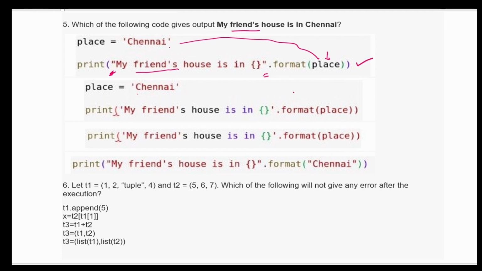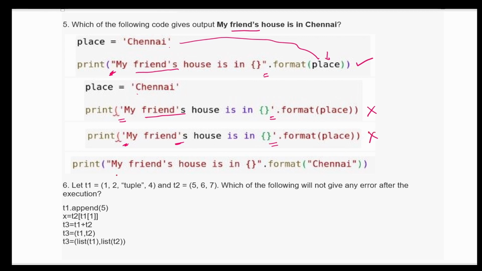So this is correct. Then in the next option, place is equal to Chennai. Now here, friend's is there, but it is enclosed by two single quotes. So there will be a confusion here where that string ends. So this is not correct. Here my friend's house is in, here also same problem. So the sentence is enclosed by two single quotes. So this will not be printed properly. So this is also not correct.